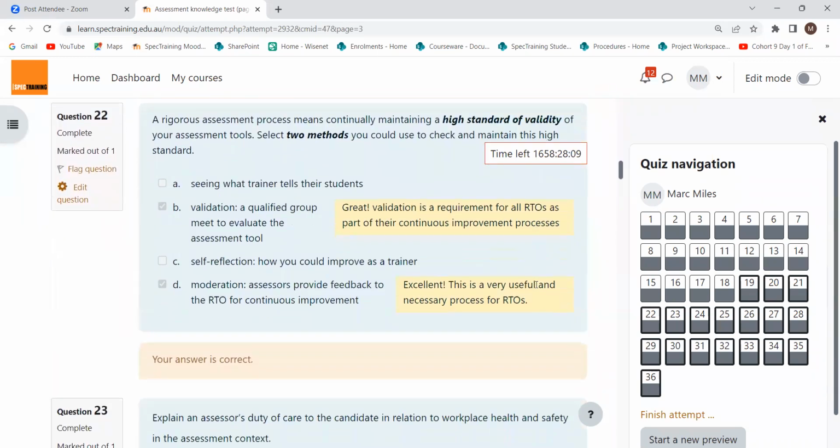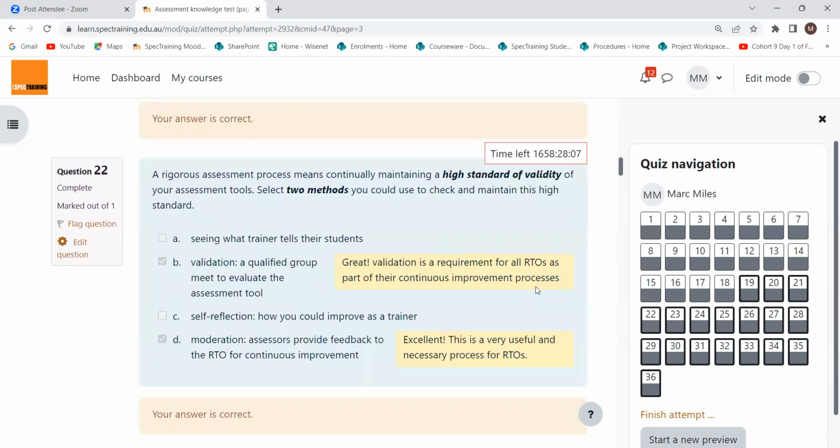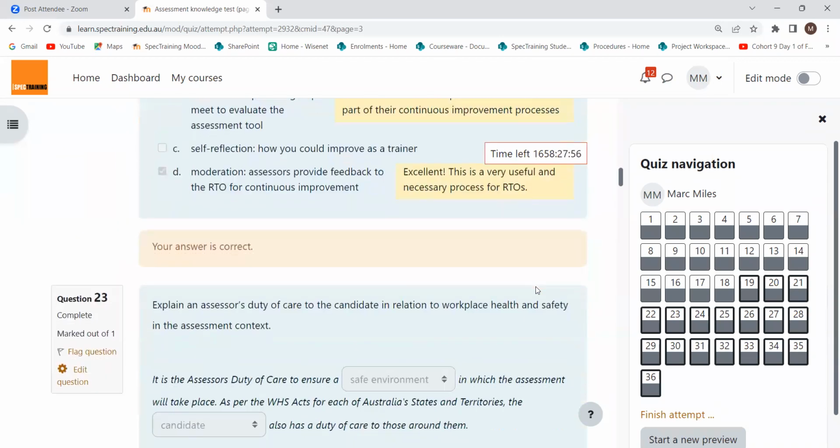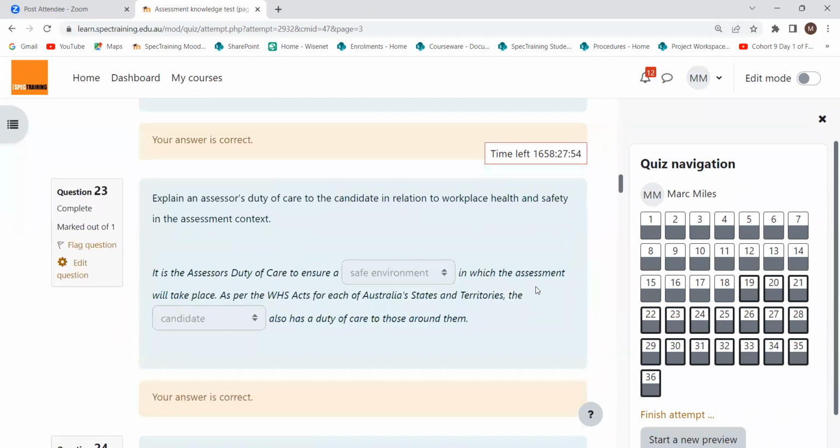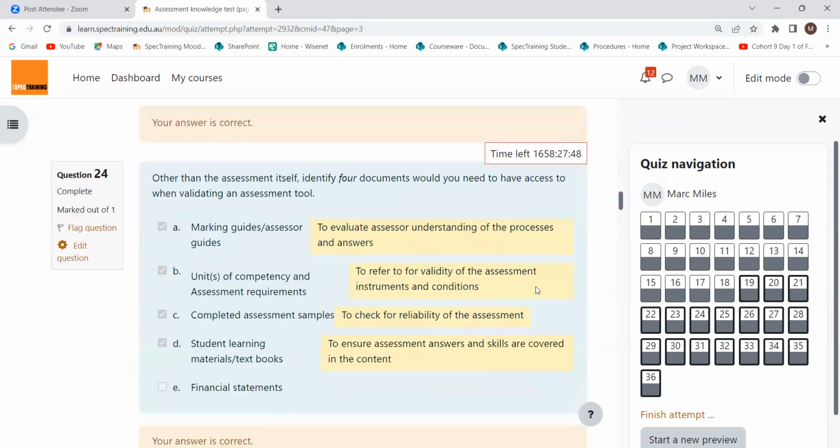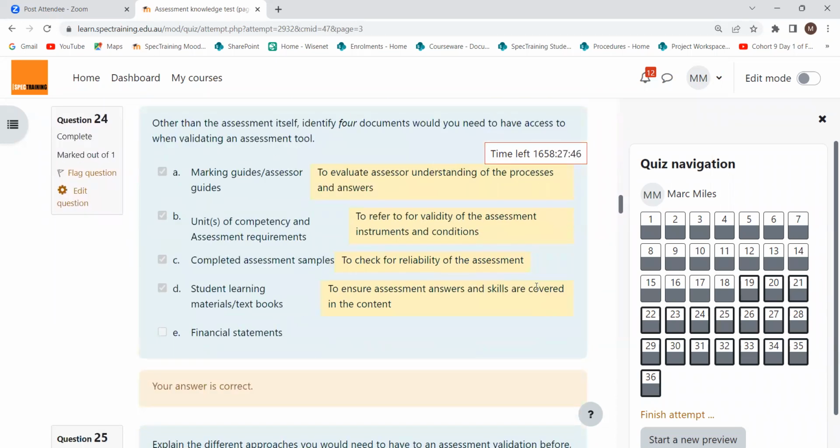All right. Question 22. A rigorous assessment process means continually maintaining a high standard of validity. All right. Answer is correct. Great work here. Hopefully that helps you out there. Question 23. Explain the assessor's duty of care. All right. Shouldn't be too hard for you to work that one out, even by yourself. Question 24. Answer is correct. Liking what we've got here on the screen.